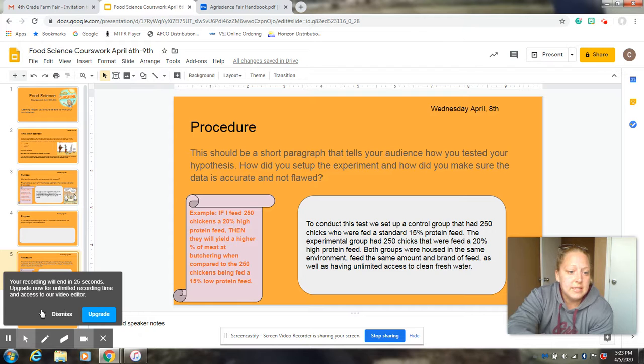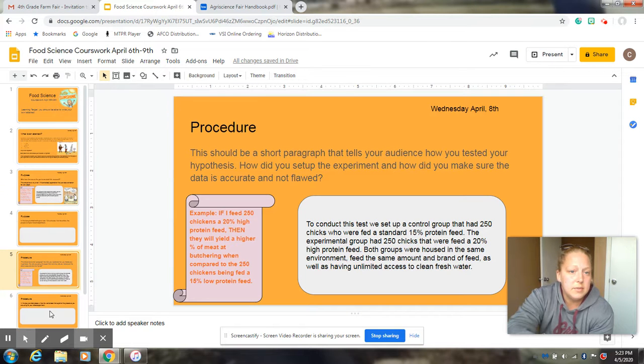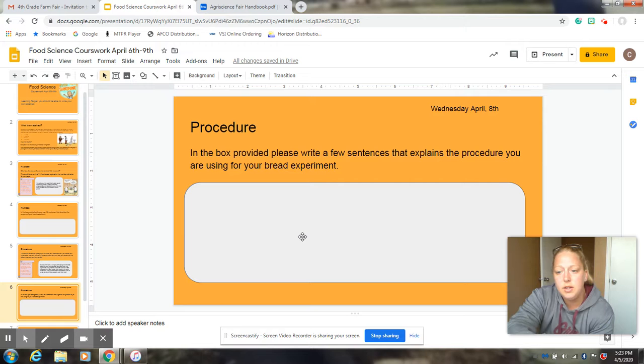And then lastly, you're going to do the same thing for the procedure. You're going to write a couple sentences on Wednesday.